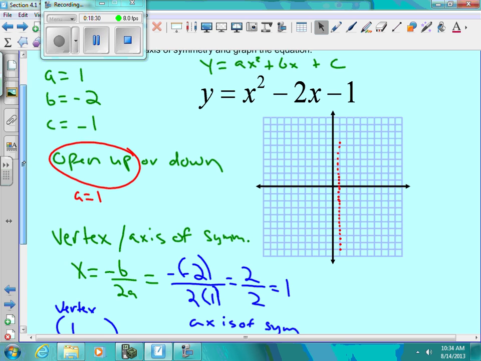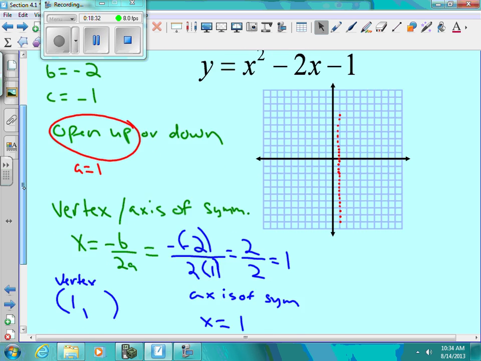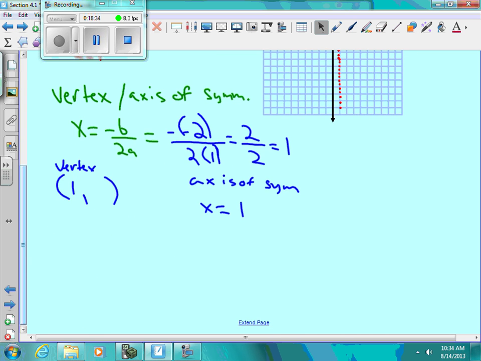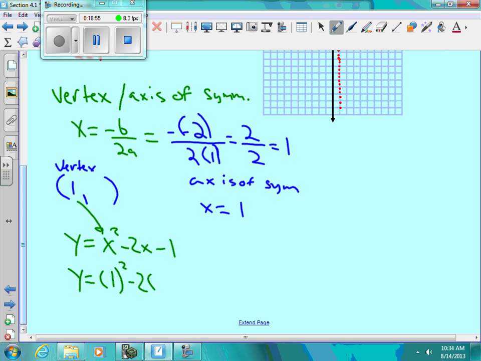Our original equation is y equals x squared minus 2x minus 1. So I'm going to write this down. y equals x squared minus 2x minus 1. And what I'm going to do is take this x equals 1 and plug it in everywhere I see an x. So y equals 1 squared minus 2 times 1 minus 1.